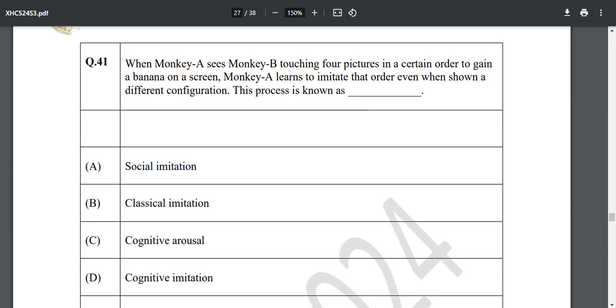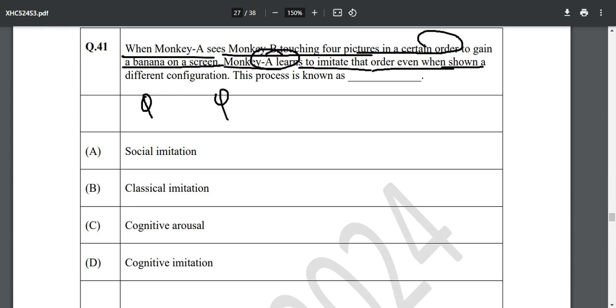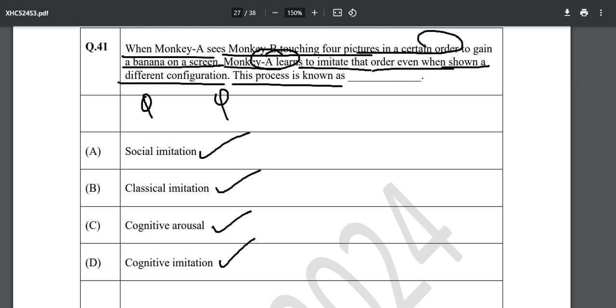Moving ahead, question number 41. When monkey A sees monkey B touching 4 pictures in a certain order on a screen to gain a banana, monkey A learns to imitate that order even when shown a different configuration. This process is known as social imitation, classical imitation, cognitive arousal, cognitive imitation. So we have social cognitive learning applied over here. We have option number D, cognitive imitation, as the correct answer.